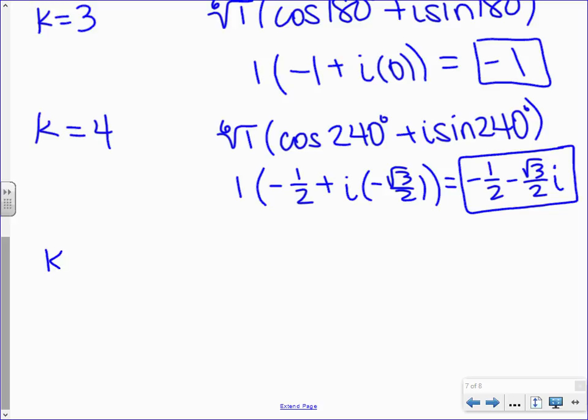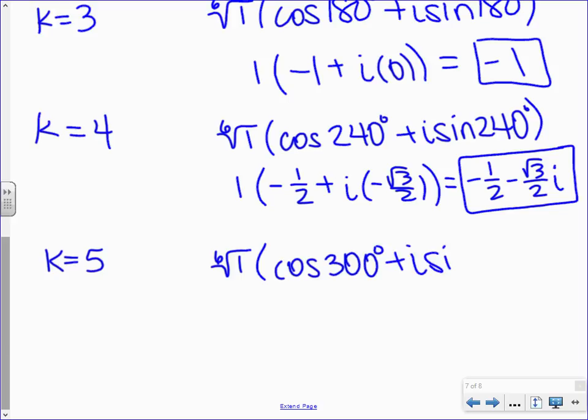Okay. So since we're looking at the sixth roots, k equals 5 means we're on the last one because we started with 0. This is the sixth one that we are finding. If we keep with the pattern, our next angle would be plus another 60 degrees, so 300. So our last sixth root would be 1/2 minus radical 3/2i.